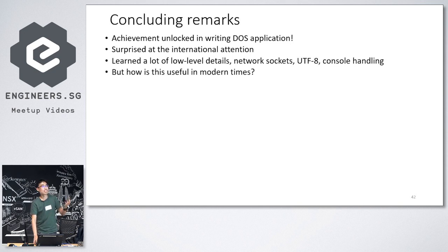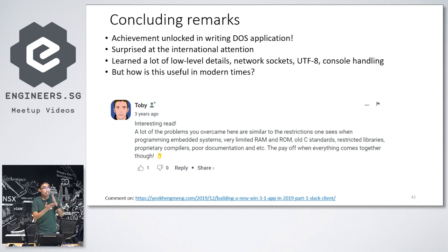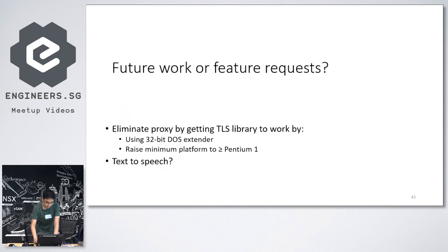Okay, so how is this useful in modern times, right? Some people ask me why, right? Actually, there is a class of job today where such skills are useful, and that is called an embedded systems engineer. Okay, you can see this guy, he commented when I wrote my Windows 3.1 app 3 years ago. You can read from here. So these are the problems that embedded systems engineers face. Yeah, it's a very tough job, I tell you. It's like programming on systems that are equal to some 20 to 30 years ago in terms of difficulty.